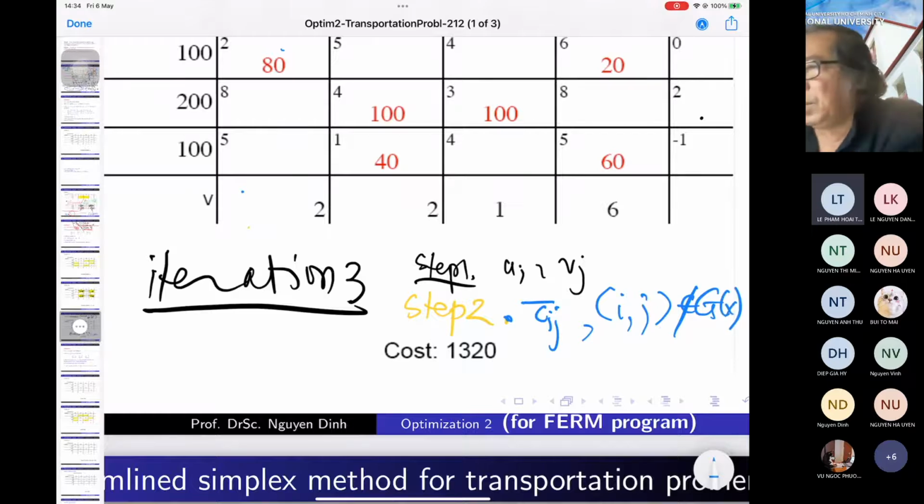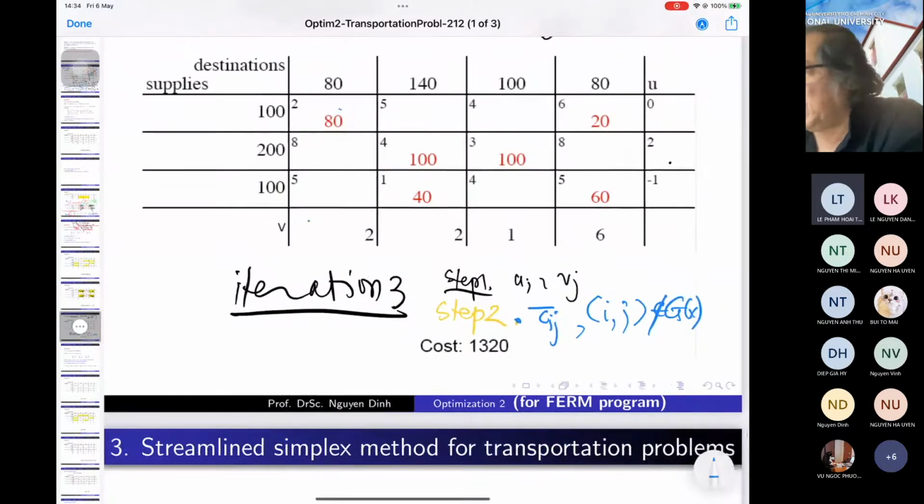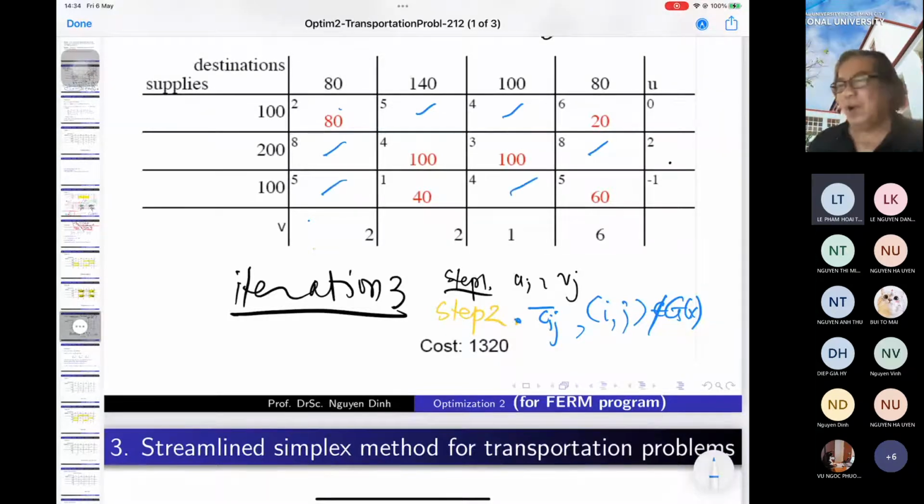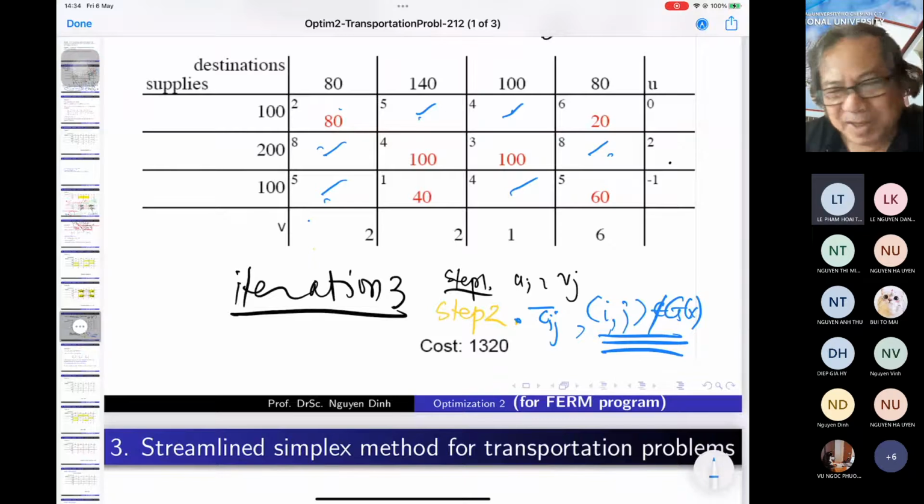Is that okay? So the cells which do not belong to Gx are this cell, this cell, this cell, this cell, this cell, this cell. So how many C bar ij do we have to calculate? 1, 2, 3, 4, 5, 6. Is that okay? 6 C bar ij we need to calculate. You remember, C bar ij is just calculated for ij that does not belong to Gx.